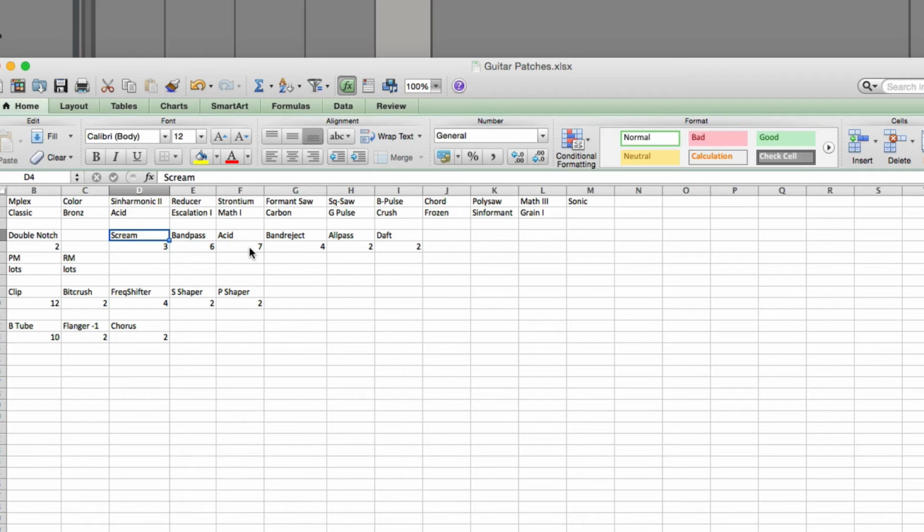For example, scream, acid, and daft are all low passes, but scream has feedback. Acid has saturation on the filter, and daft, I don't remember exactly what makes daft special. But you can check the filters video and we talk about it a little bit.